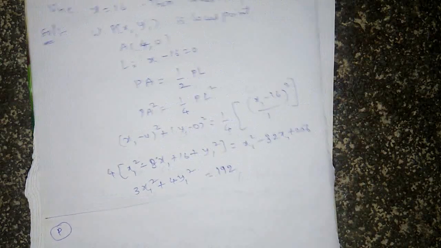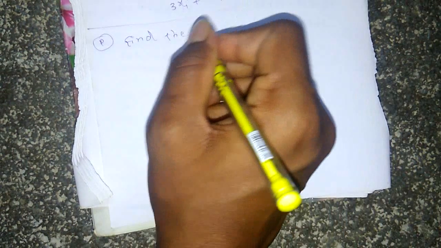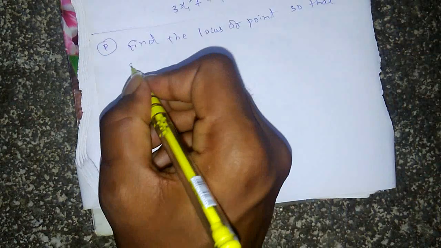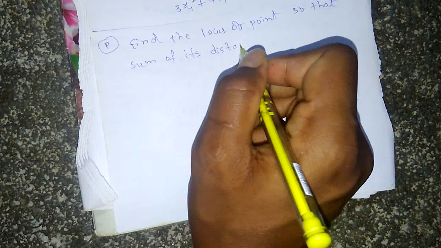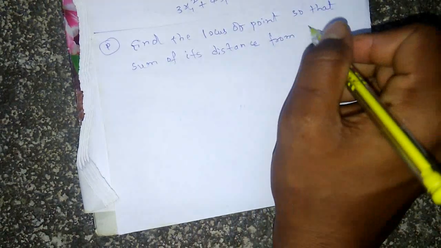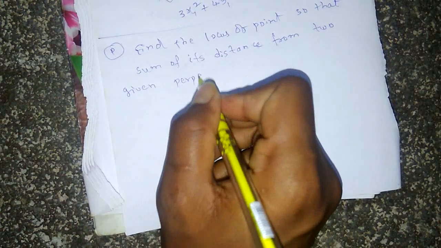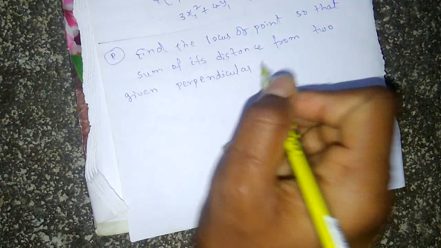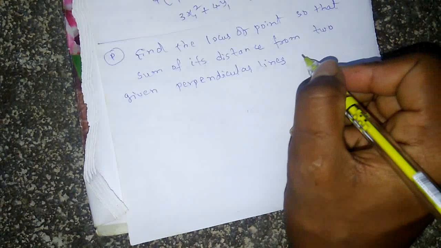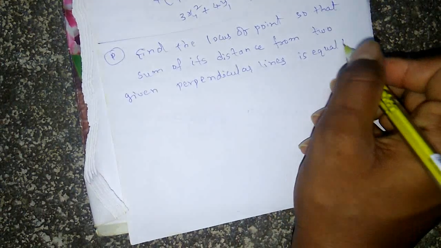Our next problem: find the locus of a point so that the sum of its distances from two given perpendicular lines is equal to 2 in the first quadrant.